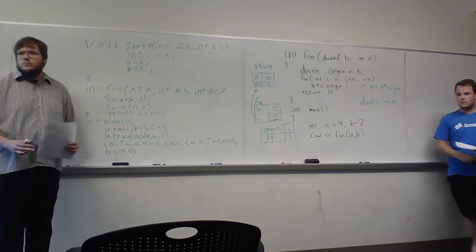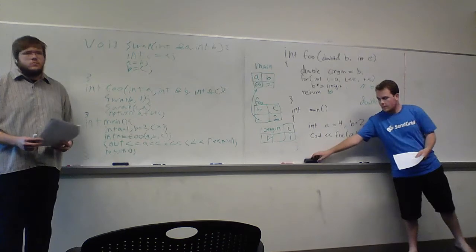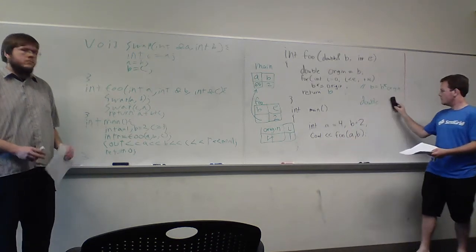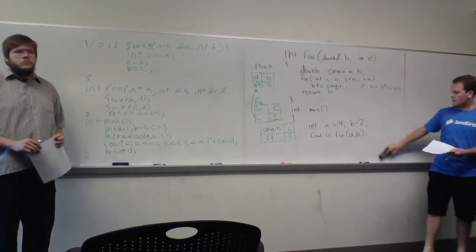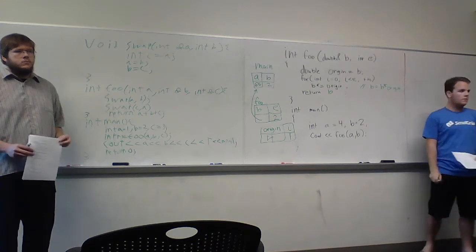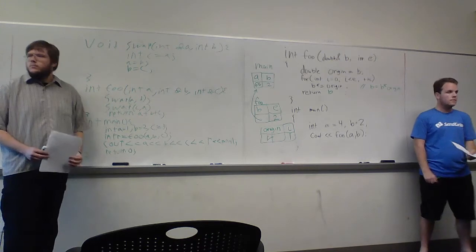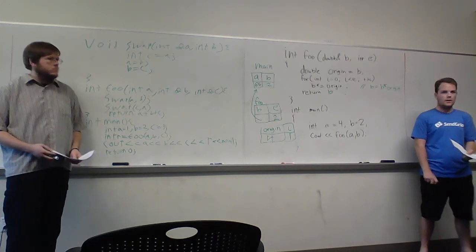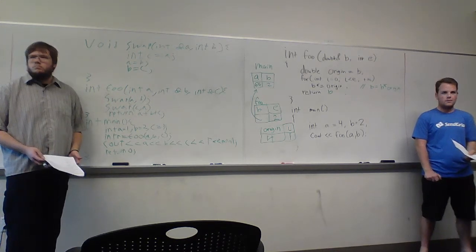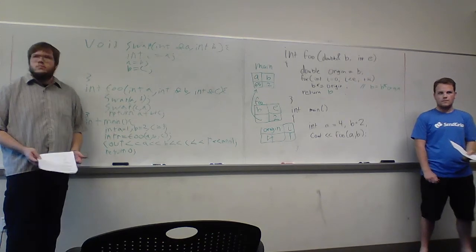I'm able to fit that double into an integer, but I truncate that double. I lose information. So it could still be done. Any other questions?